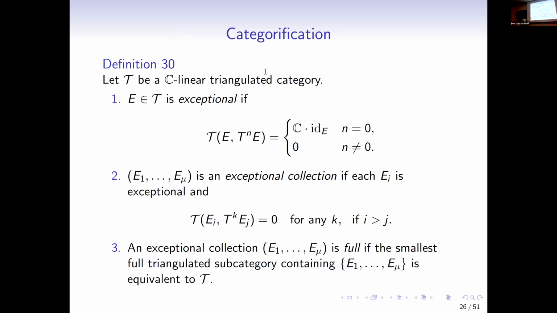Again, so far I have considered the level of linear algebra, and now I would like to upgrade everything to the category. In order to do that, we need the notion of exceptional object, exceptional collection, and full exceptional collection. But probably many people know this, so I skip this part.